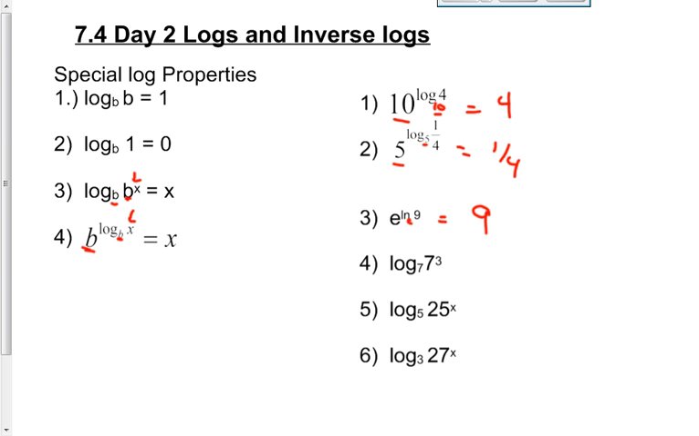Log base 7 of 7 to the 3. That's property number 3. Base values match. Your answer is 3.